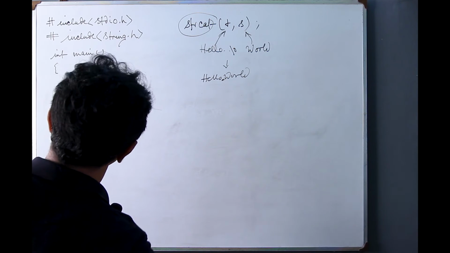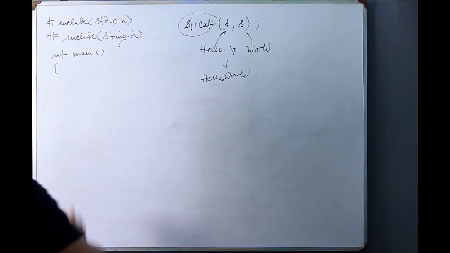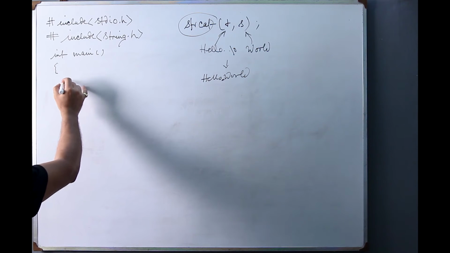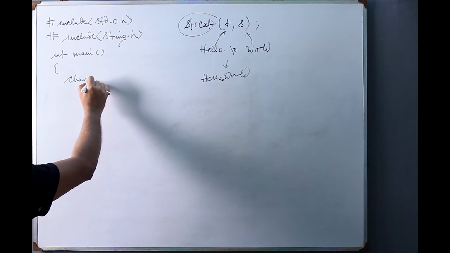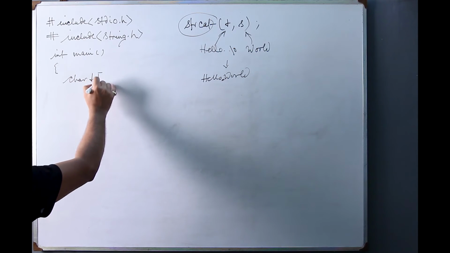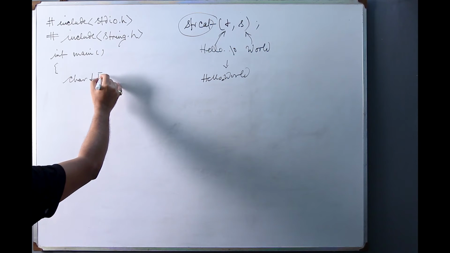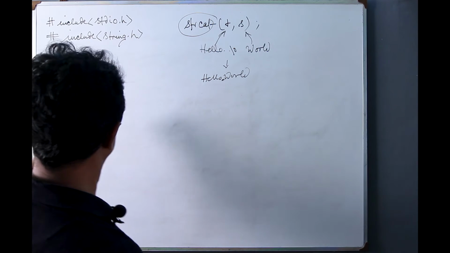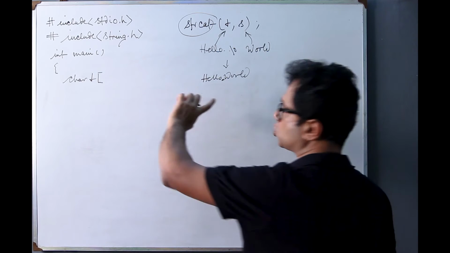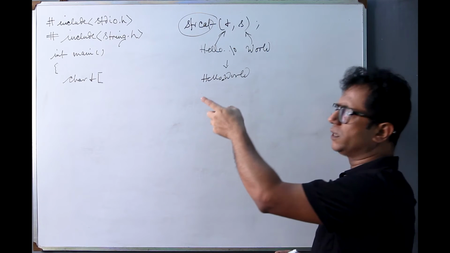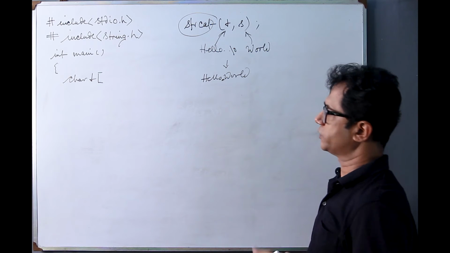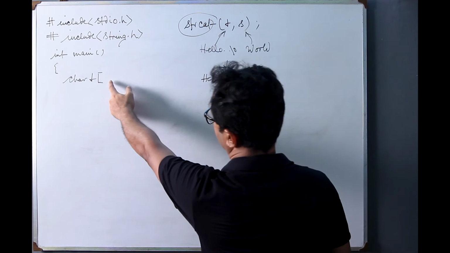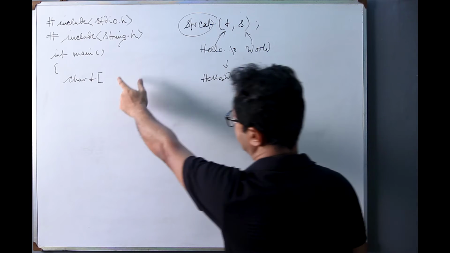We take two strings, like this. We can take a target string, char t. It should be taken a little bit bigger than the source string, because the source string will be concatenated to the target string. So the source string can be a little bit smaller than the target string, and the target string should be a little bit bigger than the source string.